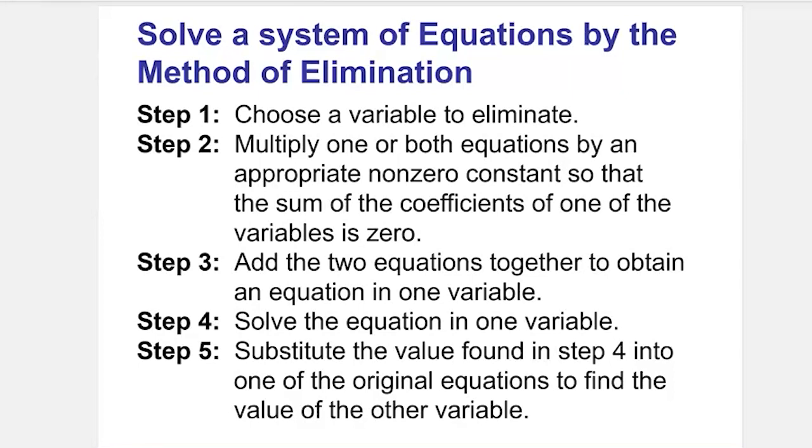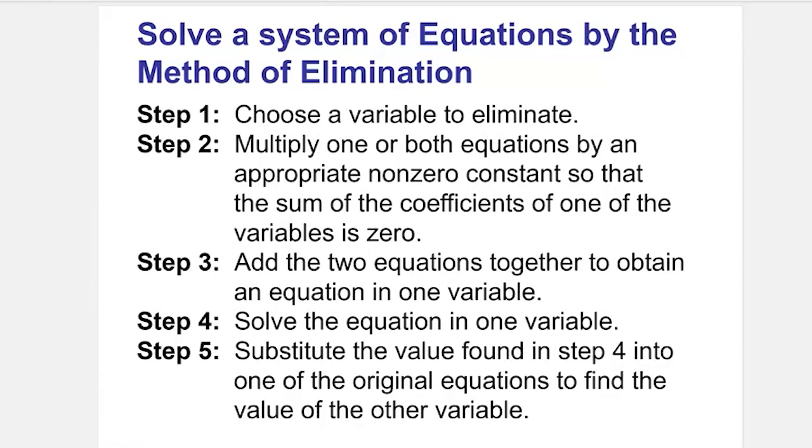So let's figure out how we do that. First, we're going to choose a variable to eliminate. That's why it's called elimination. And we do that by looking at both equations and seeing what's easy, and I'll kind of walk you through that. Then we're going to multiply one or both equations by an appropriate non-zero constant so that the sum of the coefficients of one of the variables is 0. Again, I'll explain that as we go.